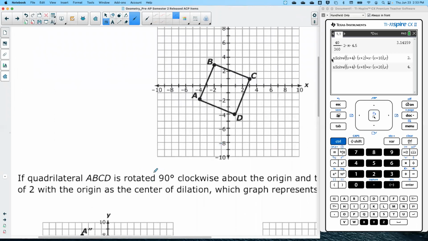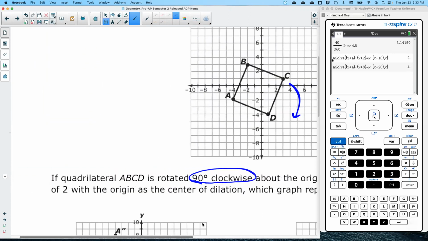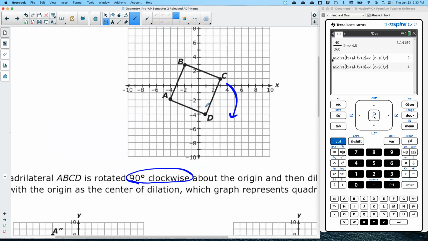If it's rotated 90 degrees clockwise, oh, here we go. This is some fun stuff. So like a clock, does that mean this way? No, that's counterclockwise. Right, if it goes clockwise, this way, 90 degrees, and then dilated by a factor of 2. Do you remember what that means? Multiply.